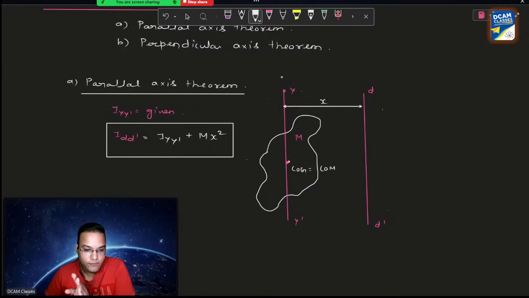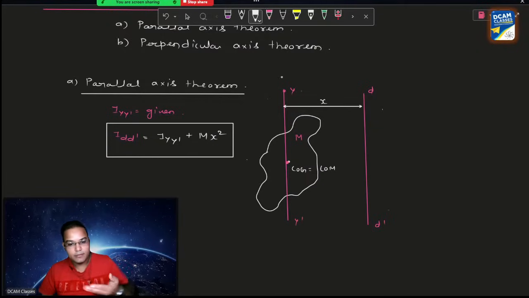Now see, what natural doubts you should get now. Natural doubts are: sir, you said the moment of inertia about the axis DD dash is parallel to the YY dash axis. And in your diagram, you explained that the body was on your palm and the axis was perpendicular to it, passing through it.